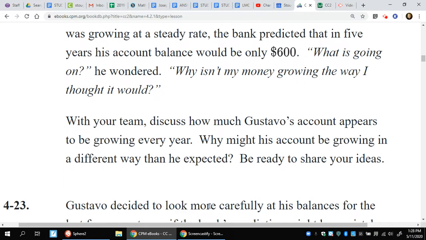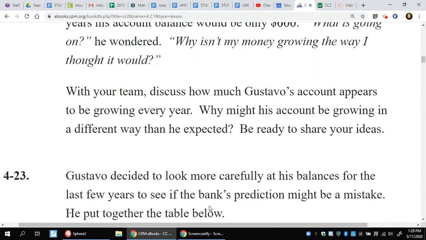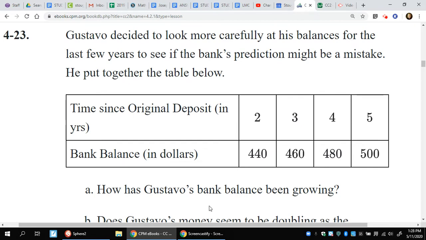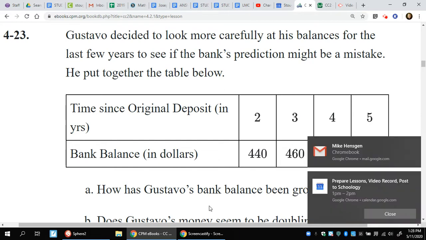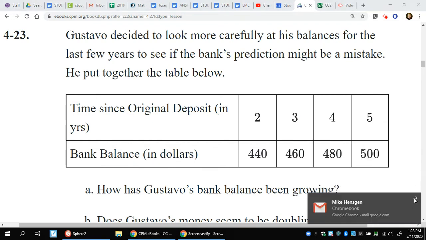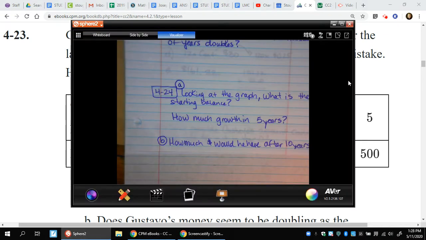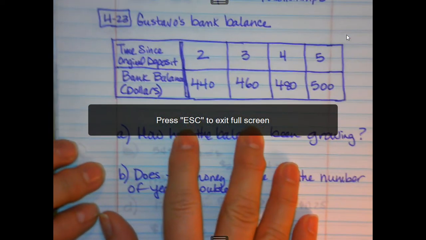And Gustavo got his bank information in the mail, his account information. We're going to be taking a look a little bit more carefully at what is happening with his math and his original deposit and what's going on with interest. So he's looking a little more carefully, and we've got a table started up, and I'm going to switch over to the dot cam, and let's take a look at this table a little bit more carefully.